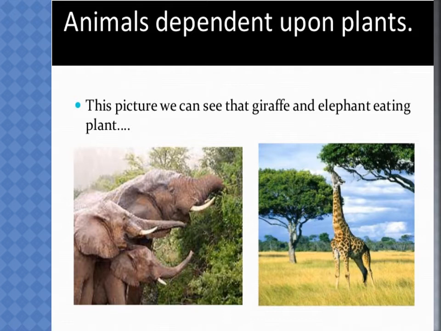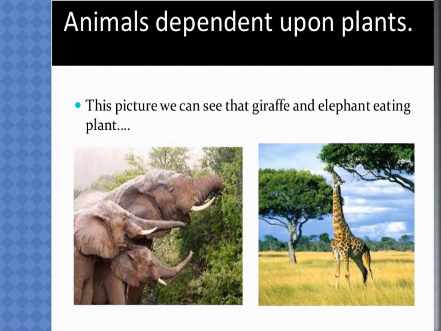The plants give oxygen to us, all human beings, and all animals take oxygen from the plants. After that we are giving carbon dioxide to the plants. That way our environment is also maintained. This helps to maintain the environment.